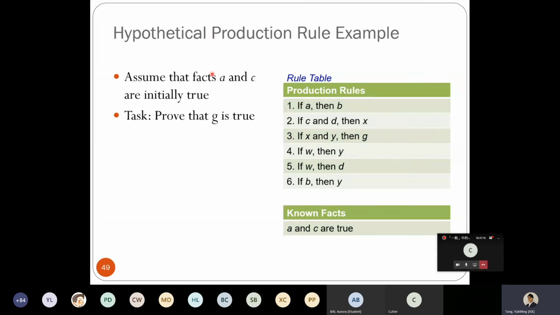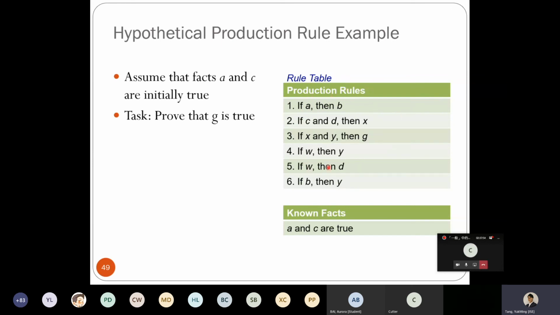So this is another example. How can we apply backward chaining to solve the problem? Now again, remember that in the expert system, there are 2 databases. One is a fact database. We store all the facts, like we know A is true, C is true. Another is the rule database. We store all the production rules. For example, if A is true, then B is true. If C and D are true, then X is true, and so on.